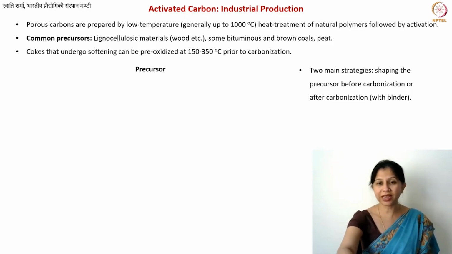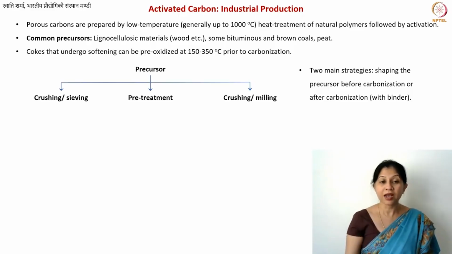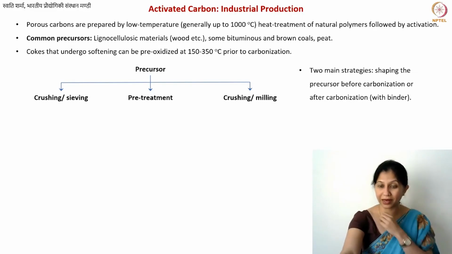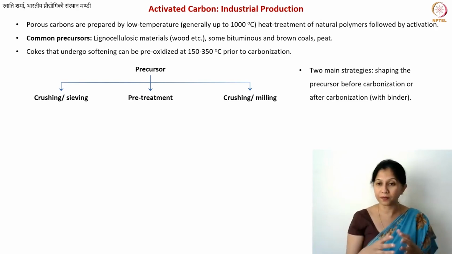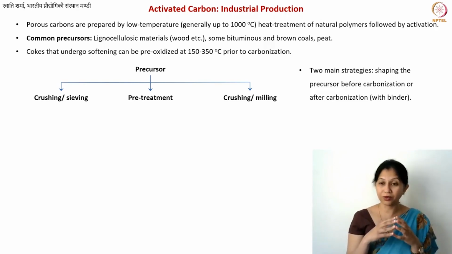Okay, so for these strategies I have prepared a chart. There you can see, you take a polymer precursor. What you want to do is make pellets. So for making pellets, what do you need to do? Let's say I give you a lot of wood. Now first you need to crush it.